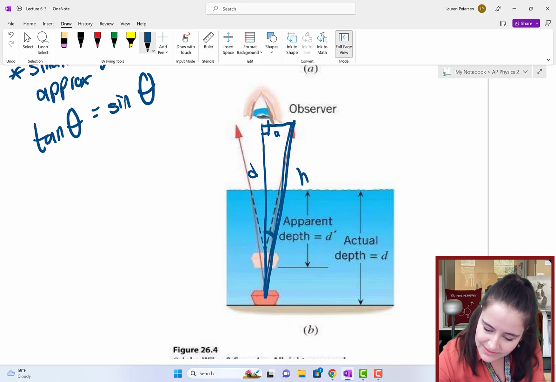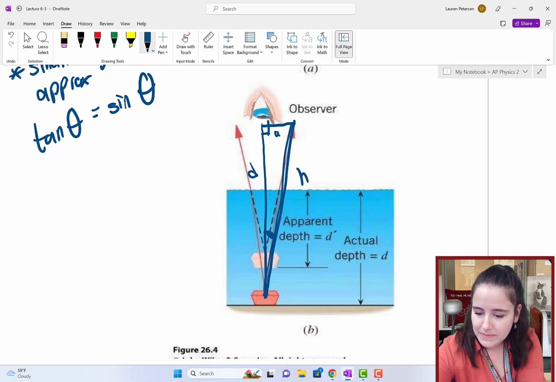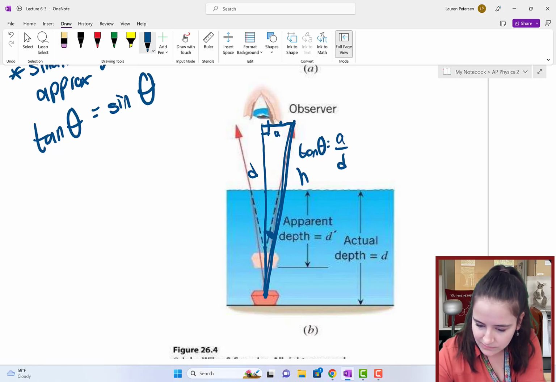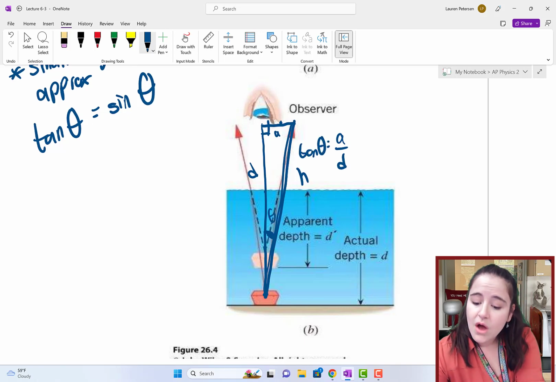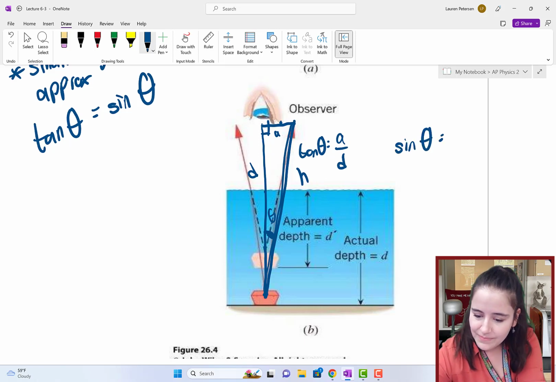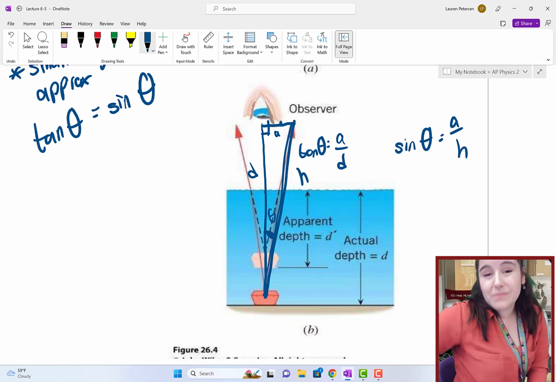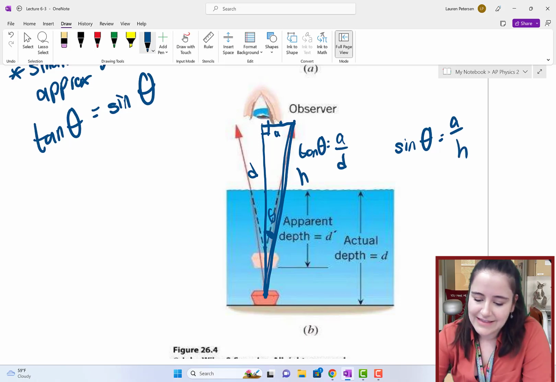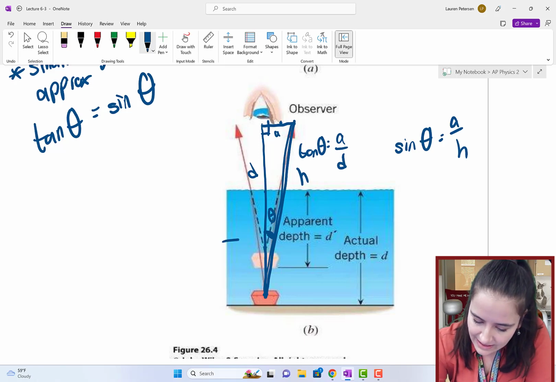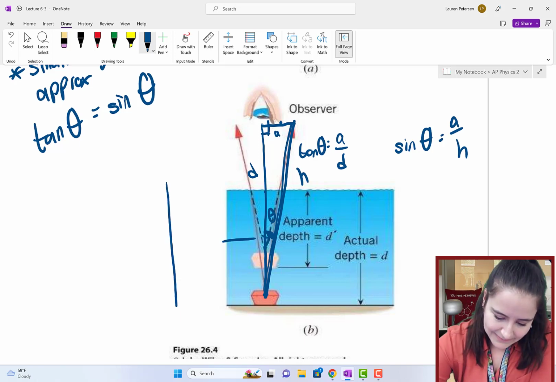If we're talking about this angle right here, tangent of it would be opposite over adjacent, so A over D, for this theta. Where if you're talking about sine of theta, that would be A over H. The small angle approximation says that when this theta here is really, really tiny, okay?